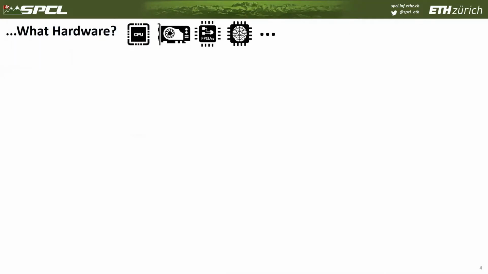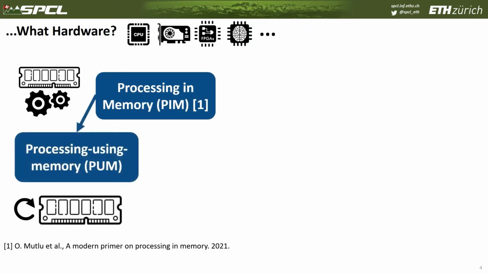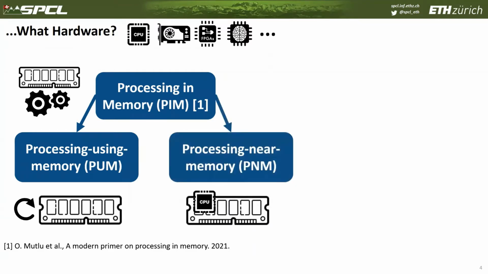Right, so we have many of these different architectures, and what we are going to focus on in this work is processing in memory. We are going to focus both on the variant called processing using memory, in which we are conducting some simple operations directly inside DRAM banks. But also we are going to take a look at how we can harness the power of processing near memory, PNM, where we have our compute capabilities outside DRAM banks, but very close to them.